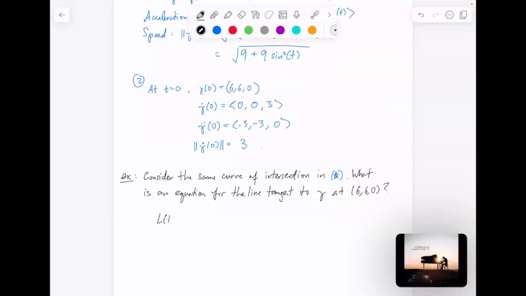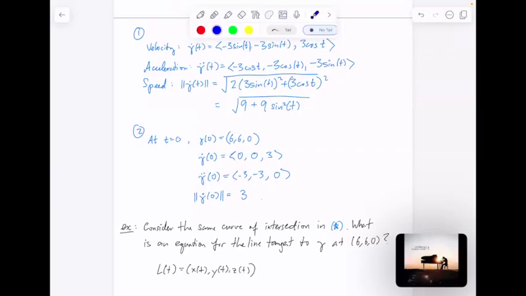So here I want the equation of a line that is tangent to the curve at a particular point. How might I do this? Remember, we have velocity, acceleration, and speed at this point as well. We know how to parameterize lines, and in this case we just want a line that goes through (6, 6, 0) with the prescribed direction vector.